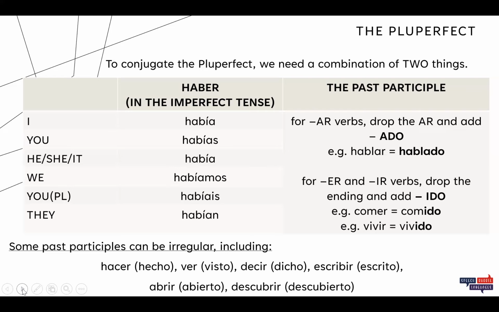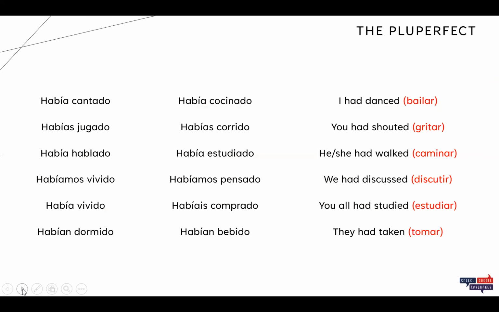So a combination of those two things, haber and the past participle, allows you to conjugate the pluperfect tense. So for example, to say, I had spoken, we would say, había hablado. You had eaten, habías comido. They had lived, habían vivido. So far, so good? I hope so. Let's put it into action then, shall we?